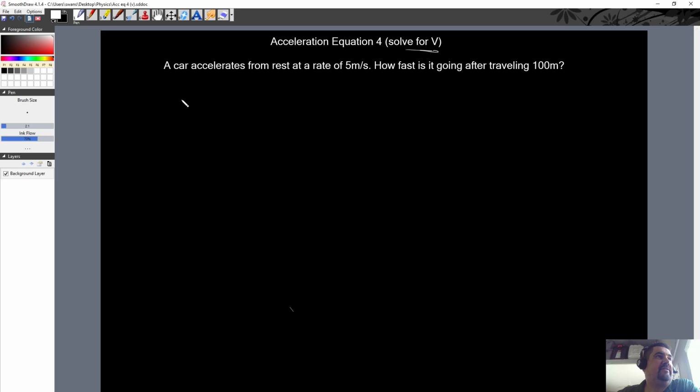Here we go. Let's get started here. A car accelerates from rest, so initial velocity is going to be 0 meters per second. And I think I'm going to start darkening my brush size a little bit. And then at a rate of 5 meters per second, oh, that should have been squared.